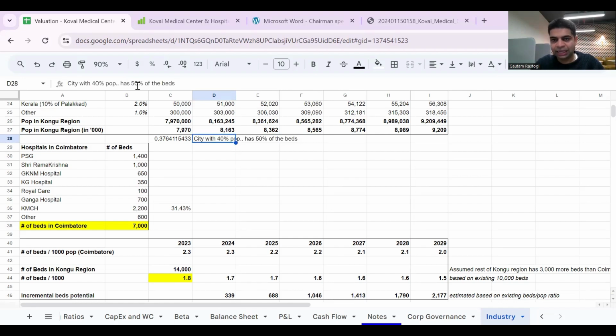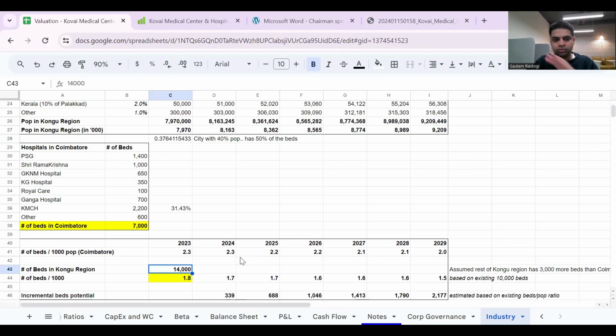See, this is a major city. A city with 40% of the population may have only 40% of the beds. That is the linear way of thinking. But since this is a major city in the Kongu region, it would have more beds. So let's say it has 50% of the beds. And since the city has 7,000 beds, the entire region may have like 14,000 beds. That's the rationale. That's how I came up with 14,000.